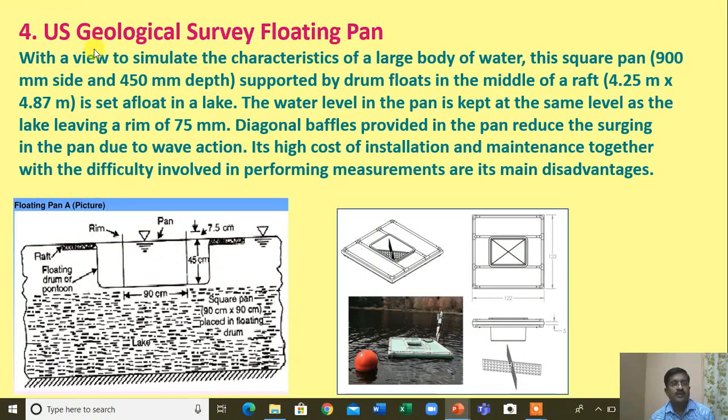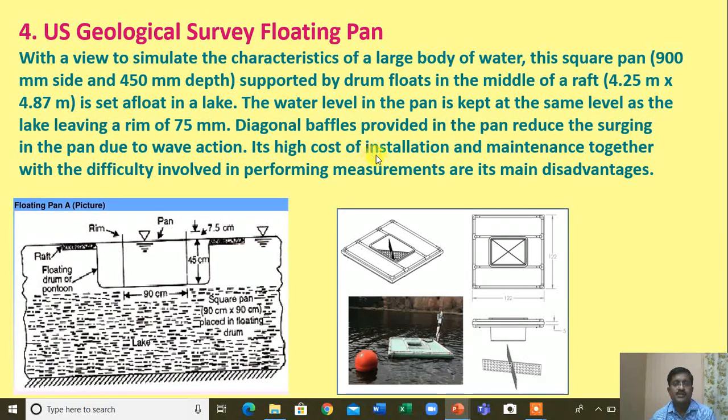Next, we will move to the US Geological Survey floating pan. With a view to simulate the characteristics of a large body of water, this square pan of 900 mm side and 450 mm depth, supported by drum floats in the middle of a raft of 4.25 meter by 4.87 meter, is set afloat in a lake. The water level in the pan is kept at the same level as the lake, leaving a rim of 75 mm. Diagonal baffles are provided in the pan to reduce the surging in the pan due to wave action.